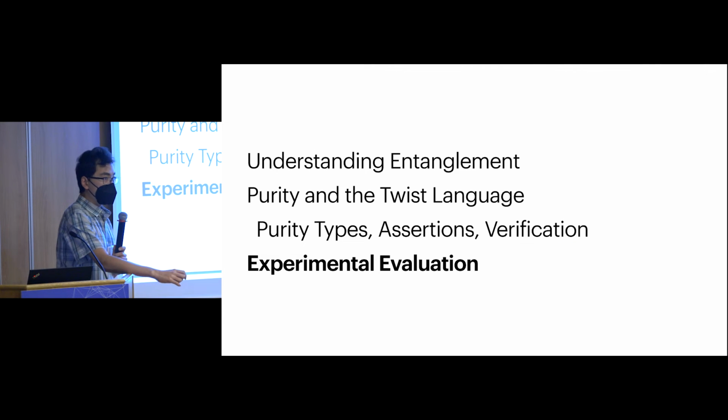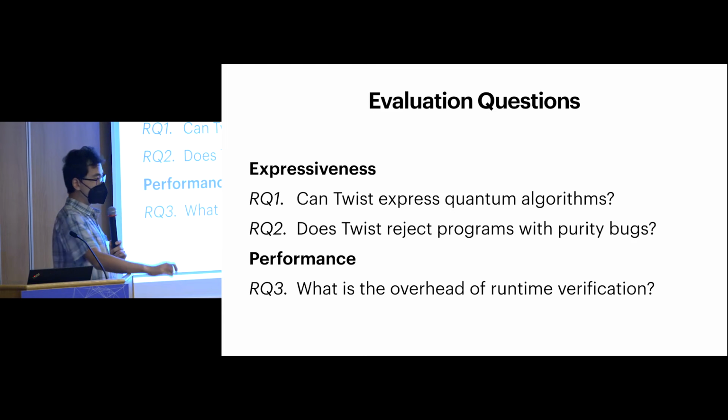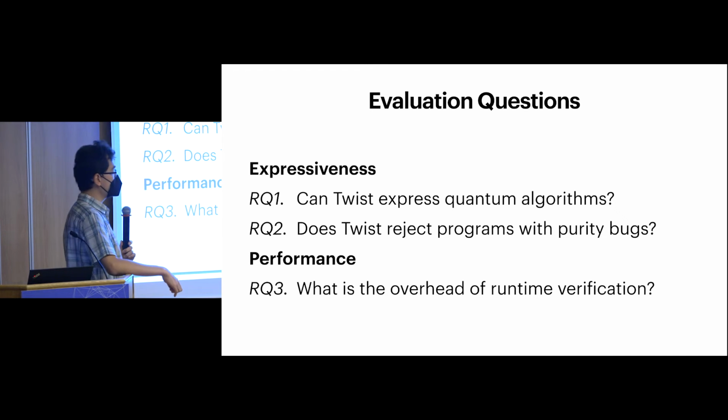So I'll finish off by talking about how we evaluated Twist, its performance in practice. We asked ourselves 3 research questions. The first one is, well, how expressive is this language that we've created? There are a number of languages that exist for quantum programming these days. Can we actually manage to express meaningful quantum algorithms in our new language?